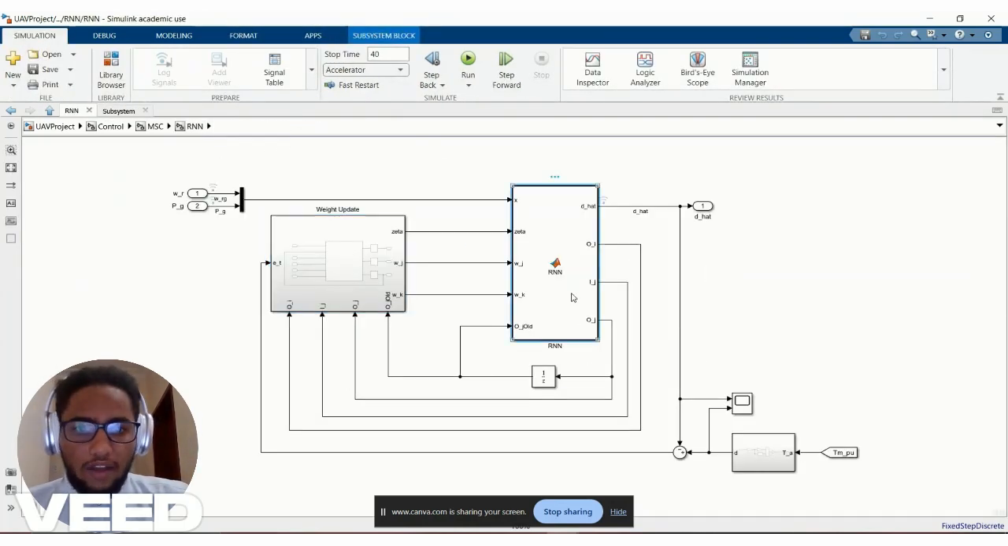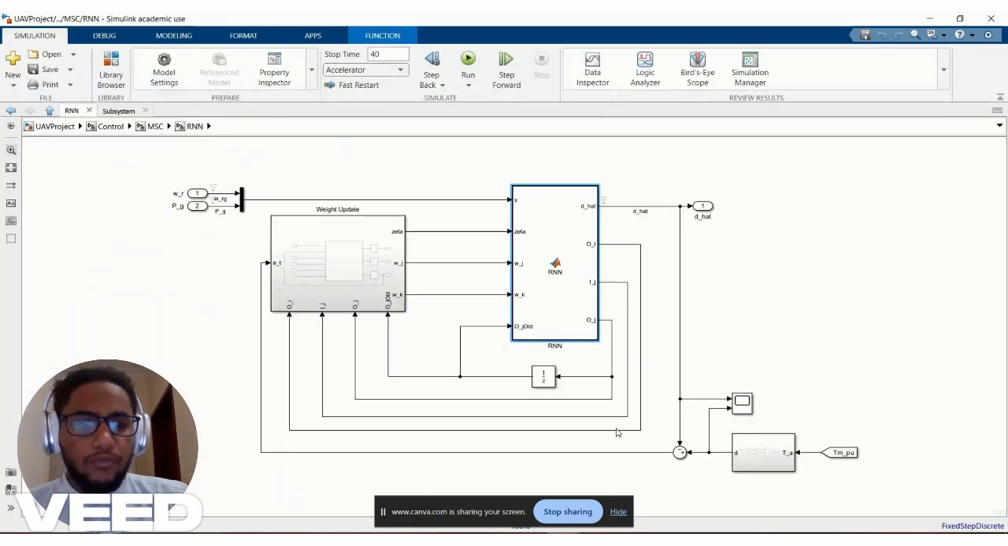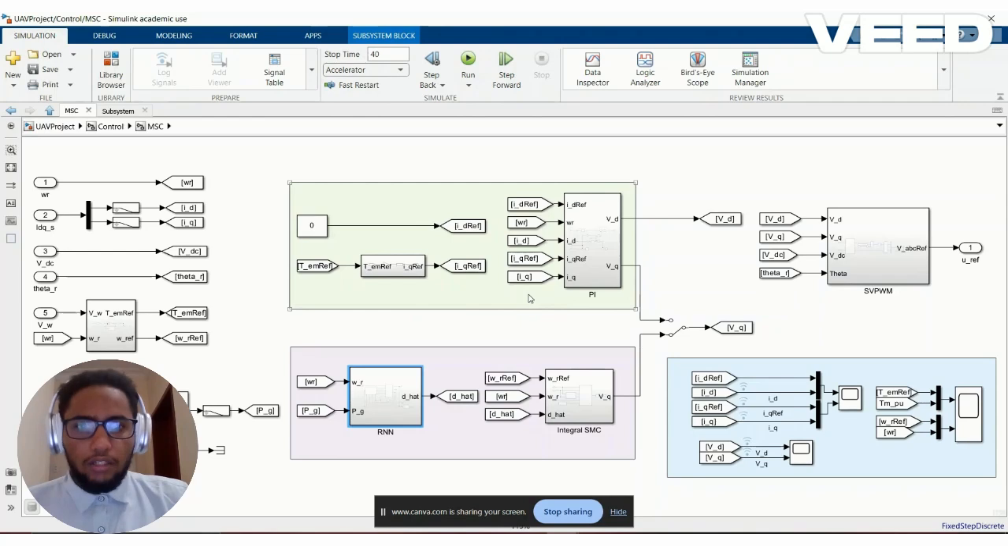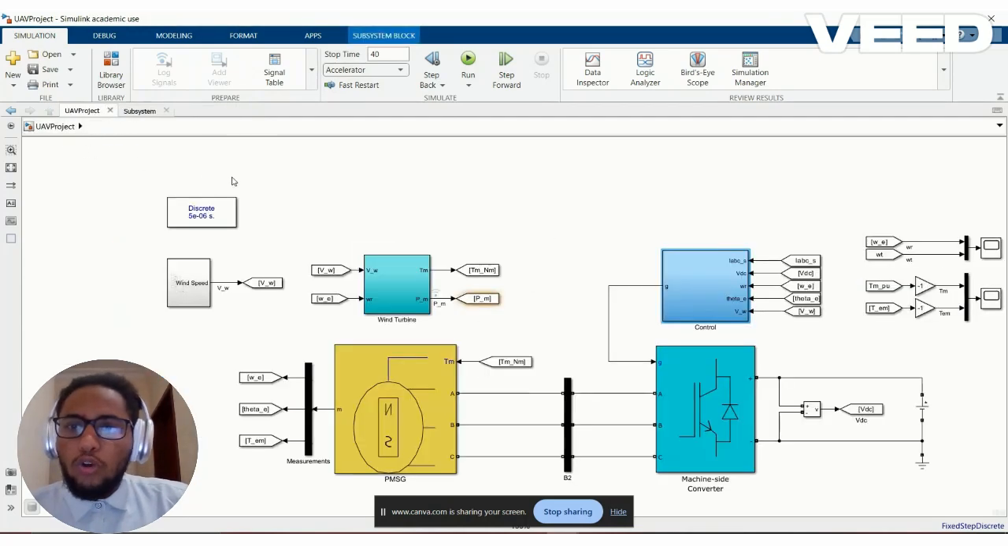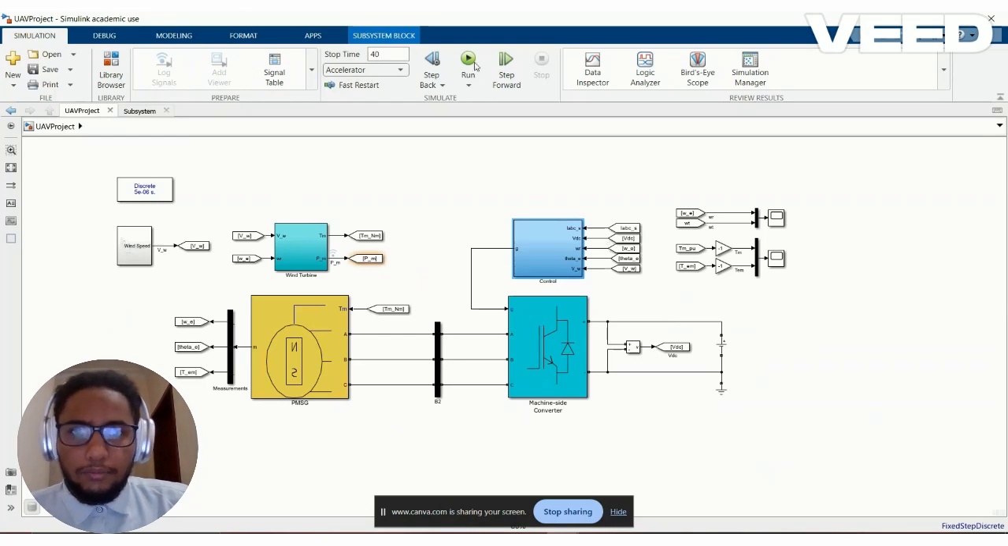And we have here the code for the RNN. We have the function d hat, etc., and we have the exponential function, and etc. And it gives at the end the d hat with some summation error. And here we have the PI control, which is the proportional integral controller. And yeah, the rest of the systems. And here we have the measurements and calculations and the conversion from ABC to DQ, and etc. So let us together run this whole simulation and see the result.